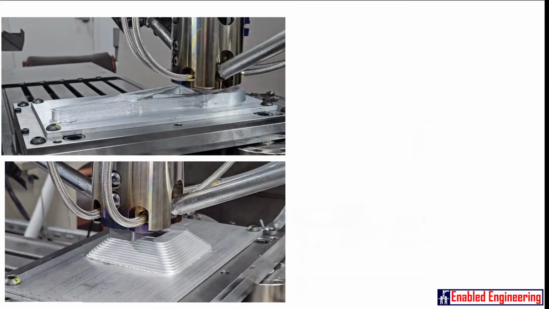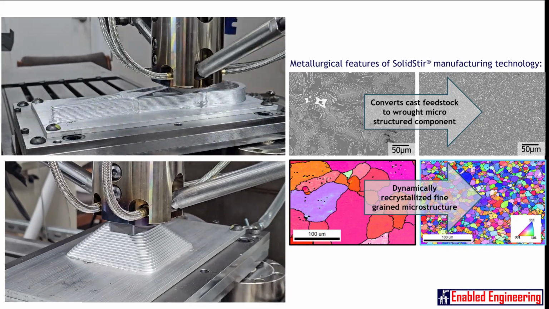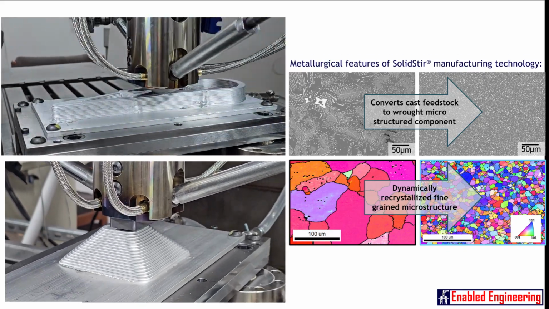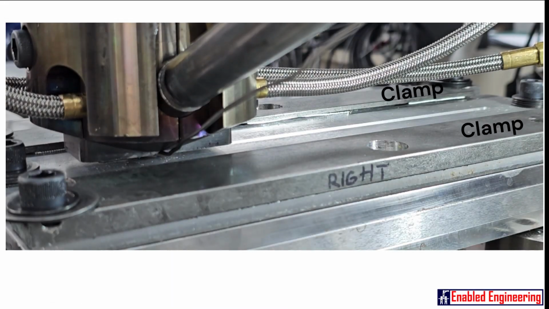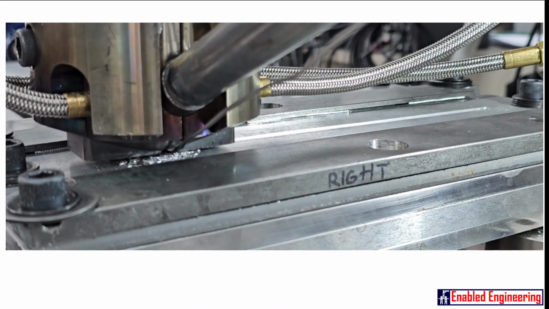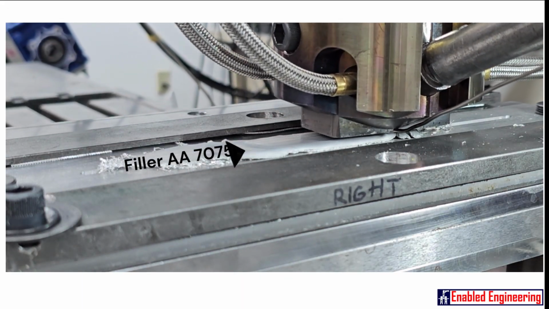Based on friction stir principles, cast material can be dynamically recrystallized into a fine-grained wrought microstructure component, delivering superior mechanical properties. Here we are demonstrating using SolidStir to repair a gouge in a plate. This technique is scalable and would apply to any part that fits within the system at hand.